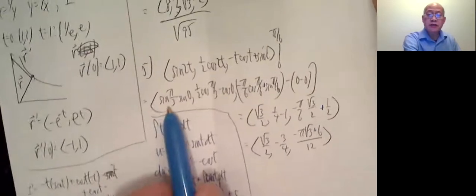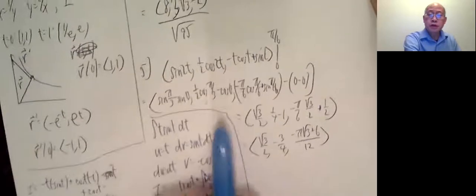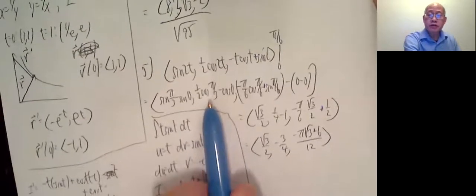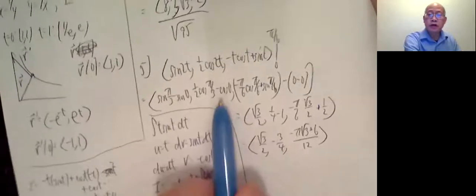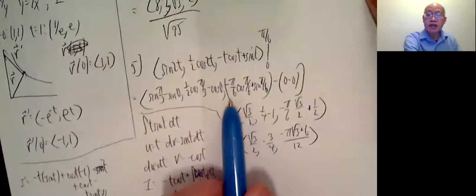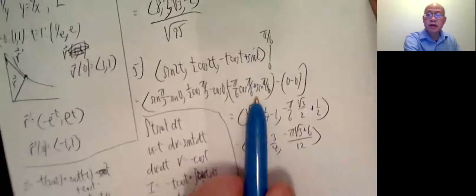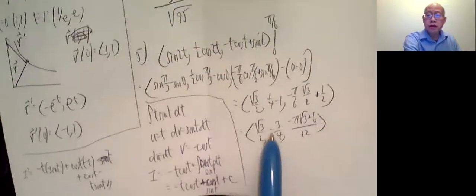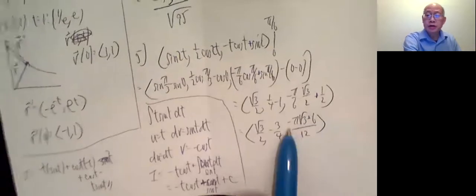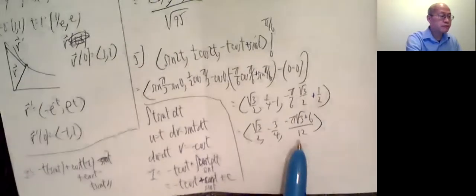Sine of pi over 3, sine of 60 degrees, is radical 3 over 2. Sine of 0 is 0. Cosine of pi over 3, cosine of 60 degrees, is 1/2. 1/2 times 1/2 is 1/4, minus cosine of 0, which is 1. And then this is negative pi over 6. Cosine of pi over 6 is radical 3 over 2, plus sine of pi over 6 is 1/2. So radical 3 over 2 minus 3/4. And getting a common denominator, negative pi radical 3 plus 6 all over 12.